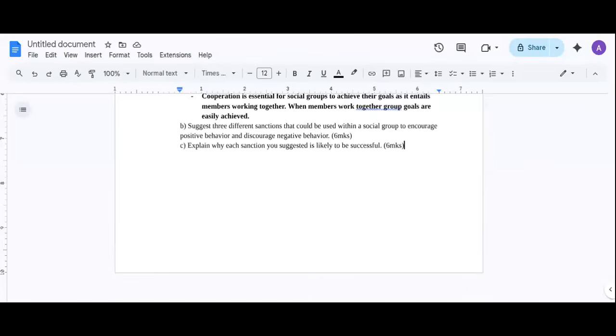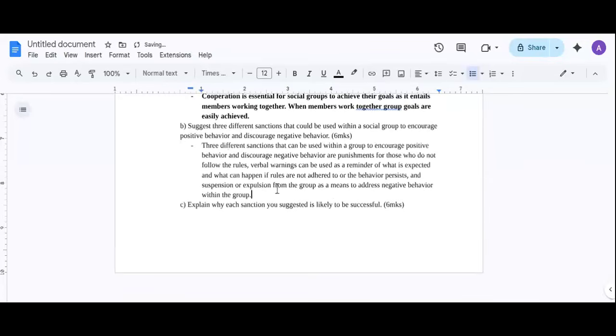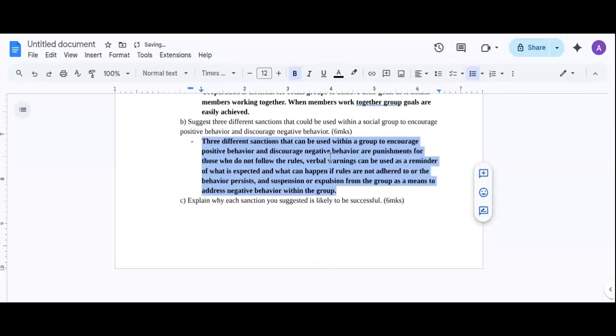And they ask specifically how it can encourage positive behavior and discourage negative behavior. So 3 different sanctions that can be used within a group to encourage positive behavior and discourage negative behavior are punishment for those who do not follow the rules. Verbal warnings can be used as a reminder of what is expected and what can happen if rules are not adhered to or the behavior persists, and suspension or expulsion from the group as a means to address the negative behavior within a group.